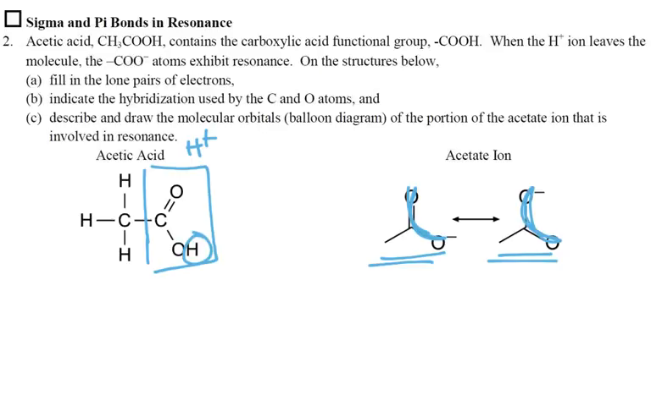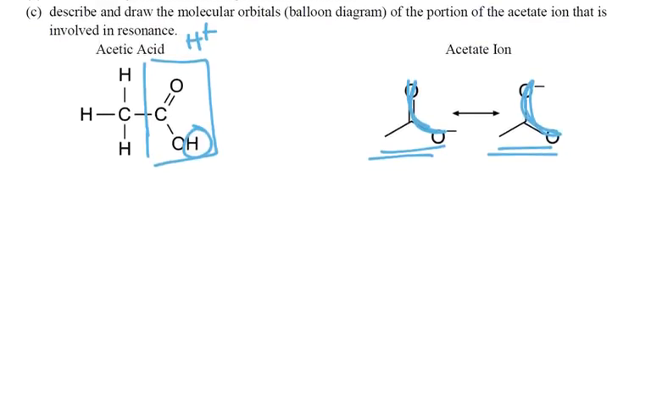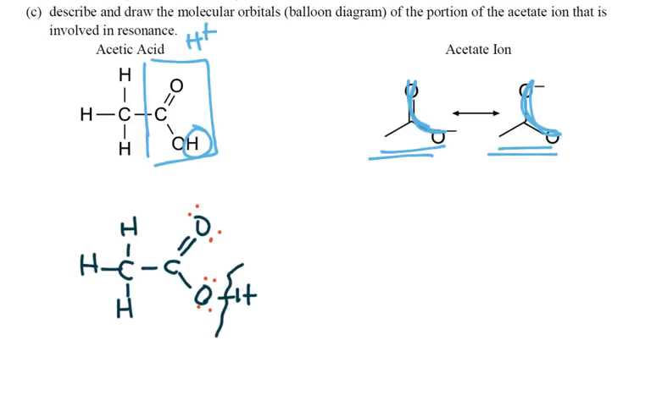It says fill in the lone pairs on these structures. So I'm going to redraw my structure. I have C double bond O, H, and something that we always leave off when we do structural formulas is those lone pairs on the oxygens and also on hydrogens. Now what happens is that this hydrogen is the one that leaves. The other hydrogens don't do that, but this one leaves about 1 to 2 to 3%. That's why it's a weak acid.